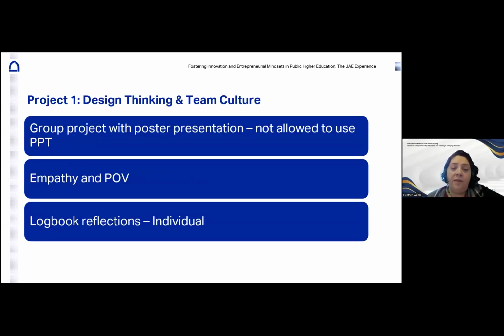A group project with poster presentation. They're not allowed to use PowerPoint slides, so they have to come in with their own posters, and it's from an empathy perspective. And also there are logbooks. The logbooks are supposed to be where students reflect and think about it, but what happens is that it's a lot of copy and paste of the same thing, right?